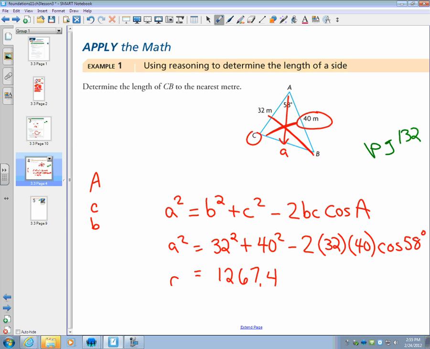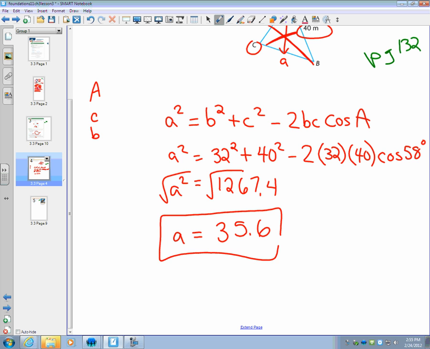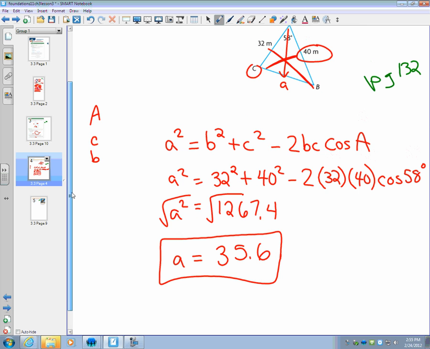I have 1,267.4. Well, that seems kind of big. Oh, right, it's not just A, it's A squared. So now we're going to square root both sides. We're going to get A is equal to 35.6. Does that make sense? The triangle with side lengths 32, 40, and 35? Yeah, that seems a little reasonable.